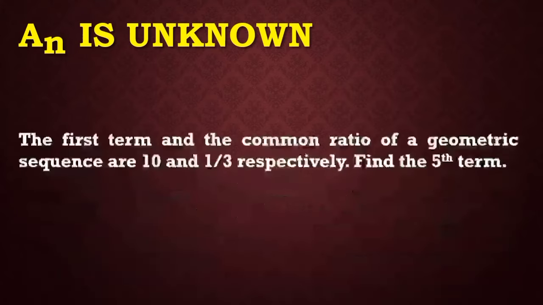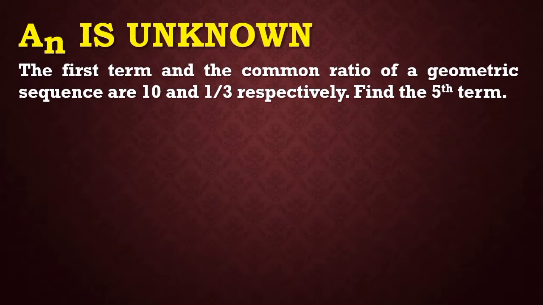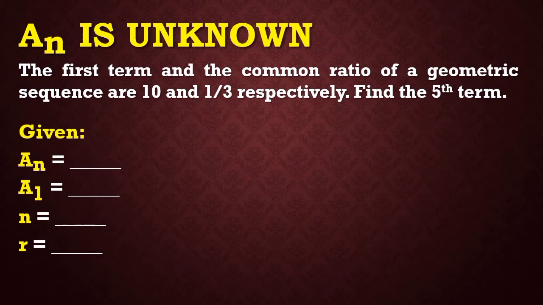Next problem. The first term and the common ratio of a geometric sequence are 10 and 1/3 respectively. Find the fifth term. As you can see, yung common ratio natin dito, fraction siya. So, wala namang problema kung fraction yung ating common ratio. Basta alam natin i-apply dun sa formula. So, again, let's identify the given.